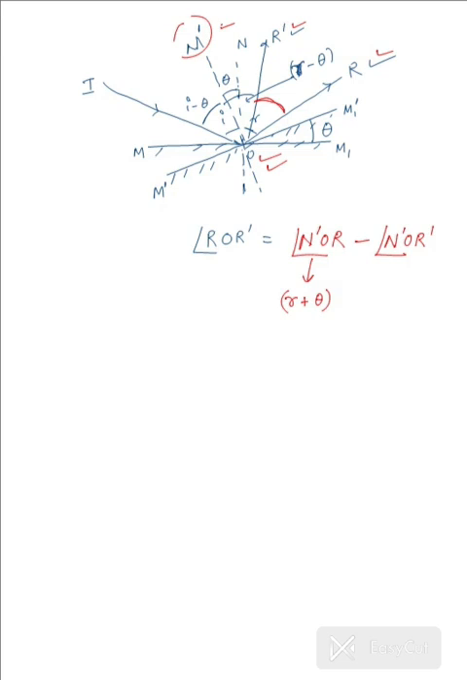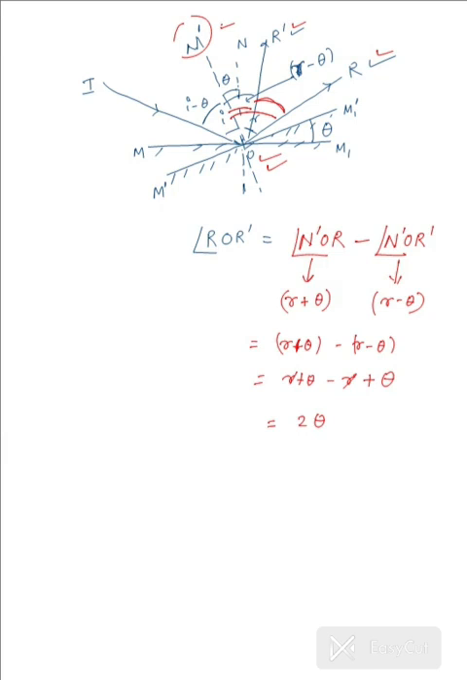Well, we consider this entire angle, and we subtract this angle. That angle is quite known to us, that is n prime o r prime, and that is simply equal to r minus theta. So what we have over here is r plus theta minus r minus theta. If we remove those brackets, then we have minus r plus theta, and so r gets cancelled out and we have 2 theta.